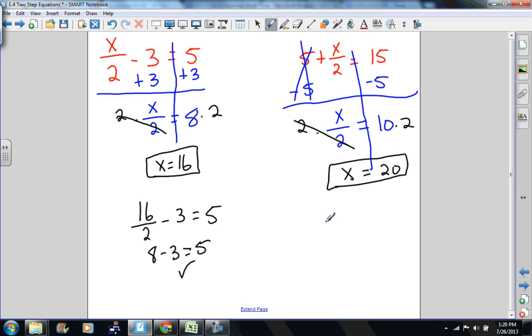And then we just check. 5 plus 20 divided by 2 equals 15. That's 10, so 5 plus 10 equals 15. And that's true. So we're done.